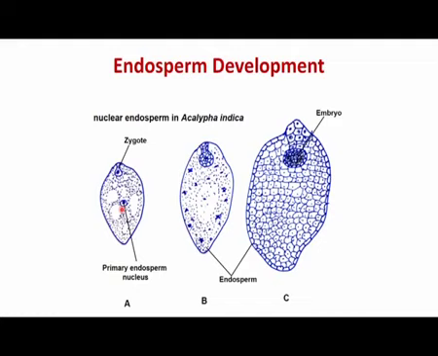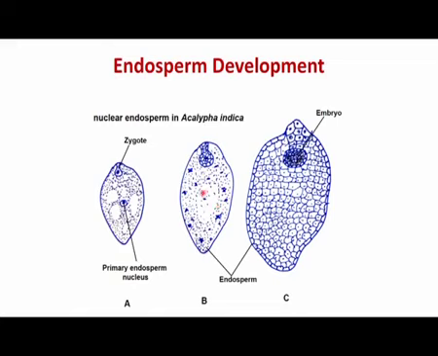Then a big central vacuole forms. You can see there are multiple nuclei formed without the cell wall, and then a big central vacuole forms in the embryo sac, pushing all the nuclei to the peripheral cytoplasm.